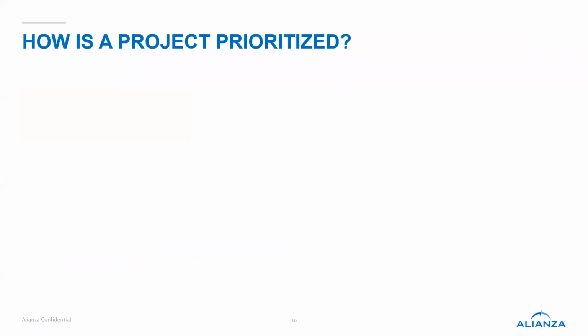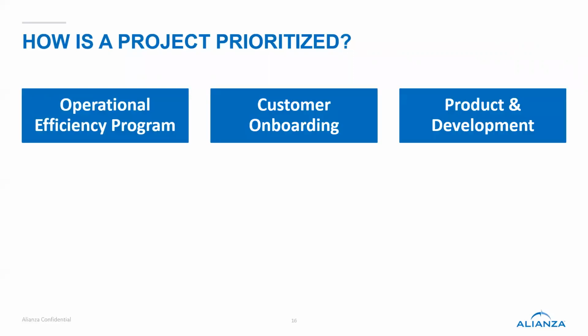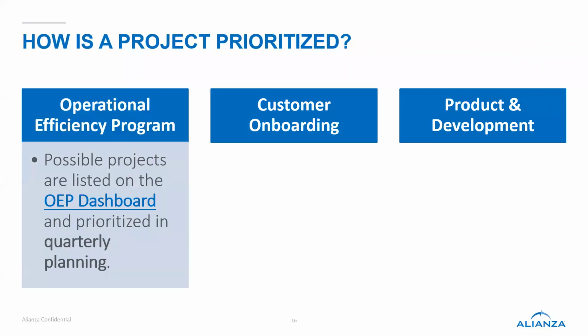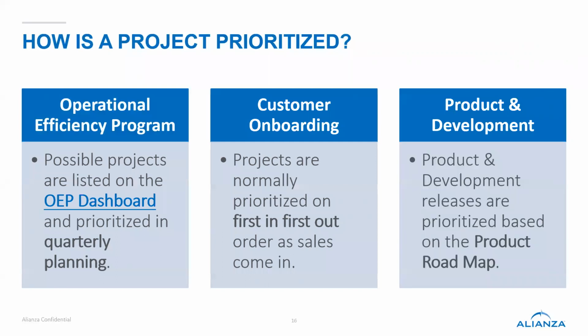Okay, how is a project prioritized? Oh, here's that piece. There's the operational efficiency program, customer onboarding, and product and development. Three different types of project management we do here. For the operational efficiency program, possible projects are listed on the operational efficiency program dashboard and prioritized in quarterly planning. It's the enterprise project management stuff. For customer onboarding, projects are normally prioritized on a first in, first out order as sales come in. You just do them as they go. And product development releases are prioritized based on the product roadmap. Like what do we want to accomplish? What do we want to do? Different types of projects. So when it comes to prioritization, it depends on the project.